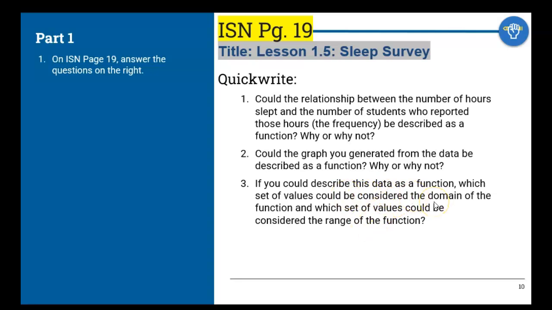Okay. And number 3, if you could describe this data as a function, which set of values could be considered the domain? Which is what? What does the x represent? Numbers of hours slept. Hours that they slept. Good. And what would be the range? Good. What is that word called? Frequency. Good job.